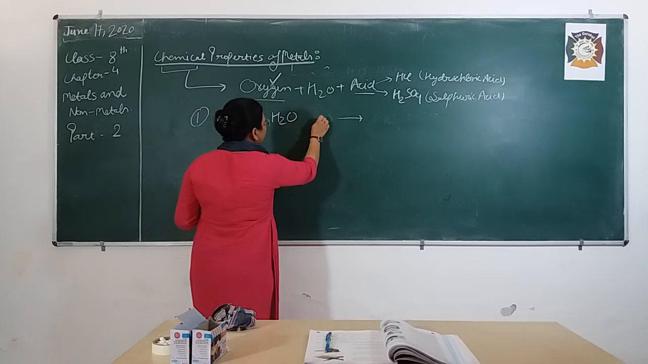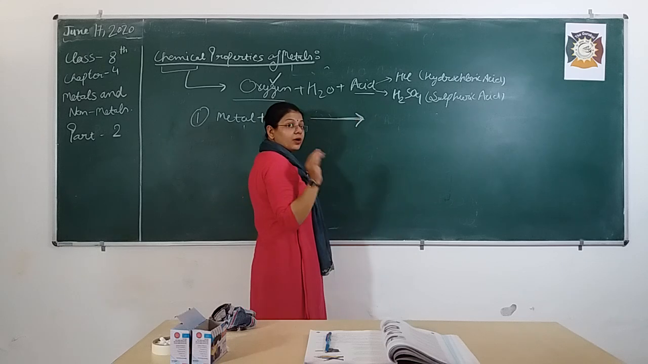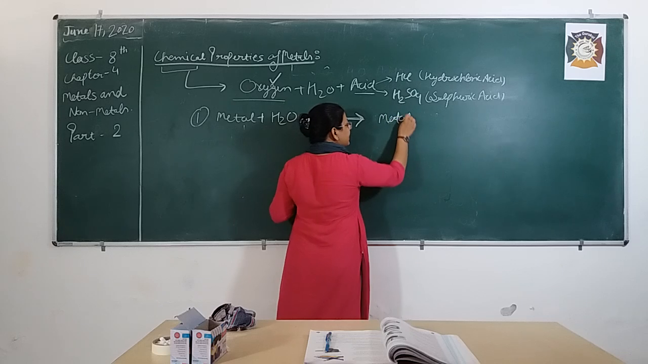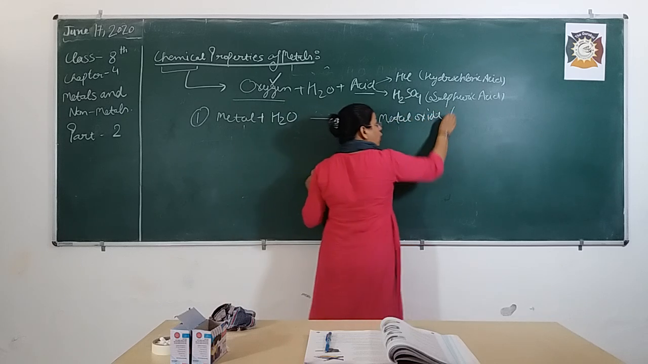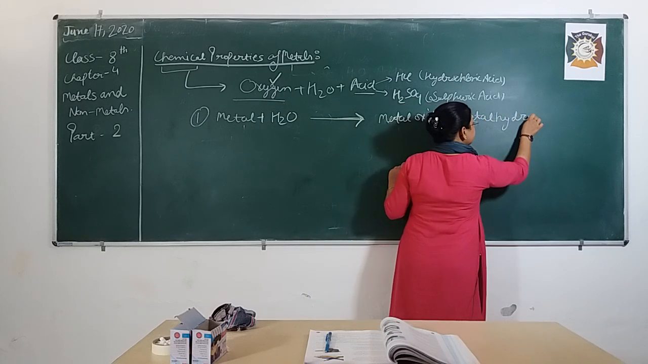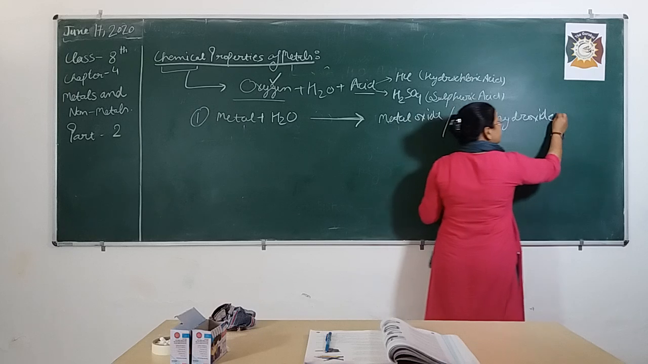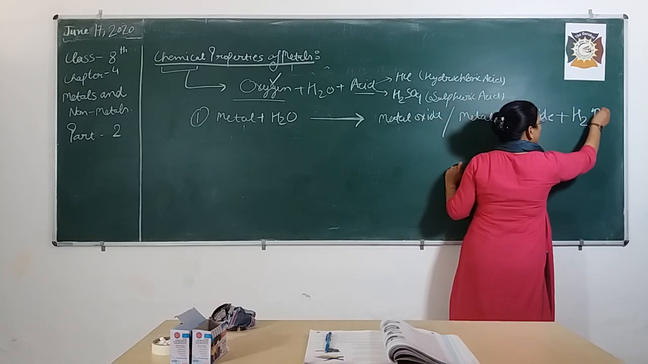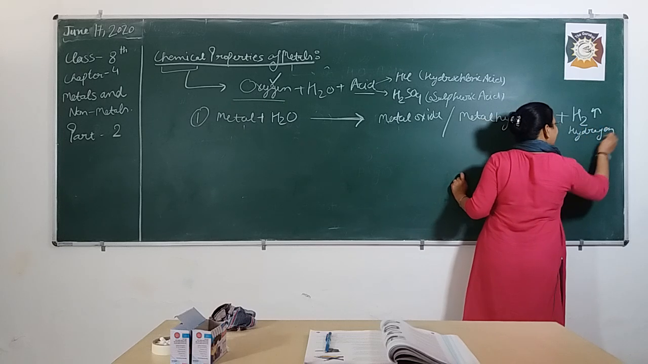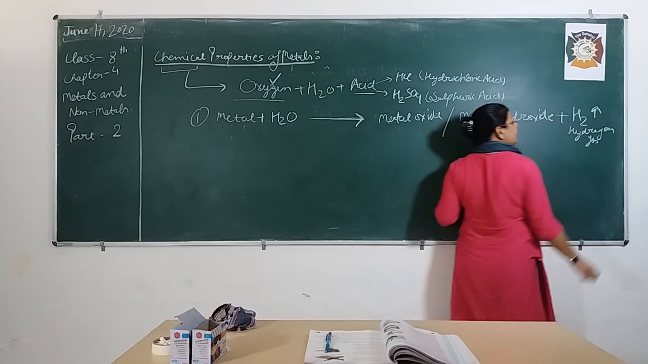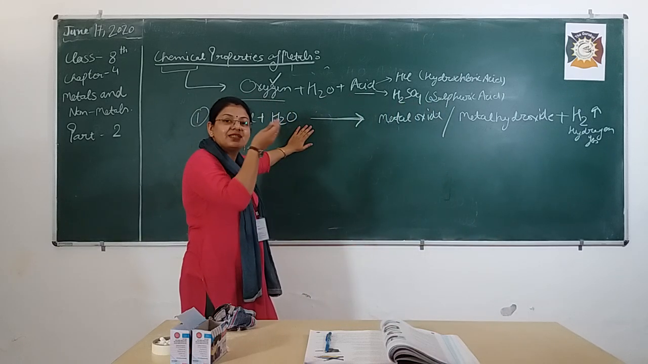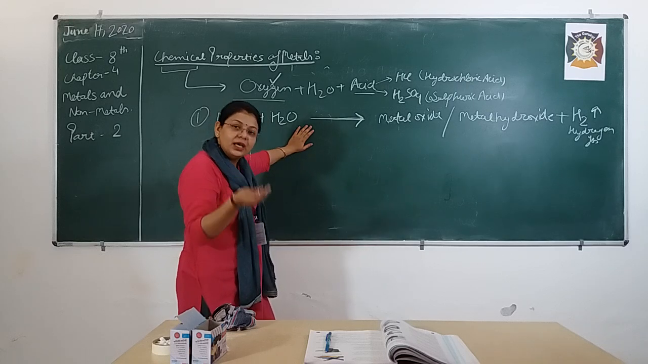When a metal reacts with water, it leads to the formation of, just listen to me very carefully, either metal oxide or metal hydroxide, with the removal of H2. H2 means hydrogen gas, and this arrow represents evolution. That means in this particular reaction, hydrogen gas is going to evolve out.